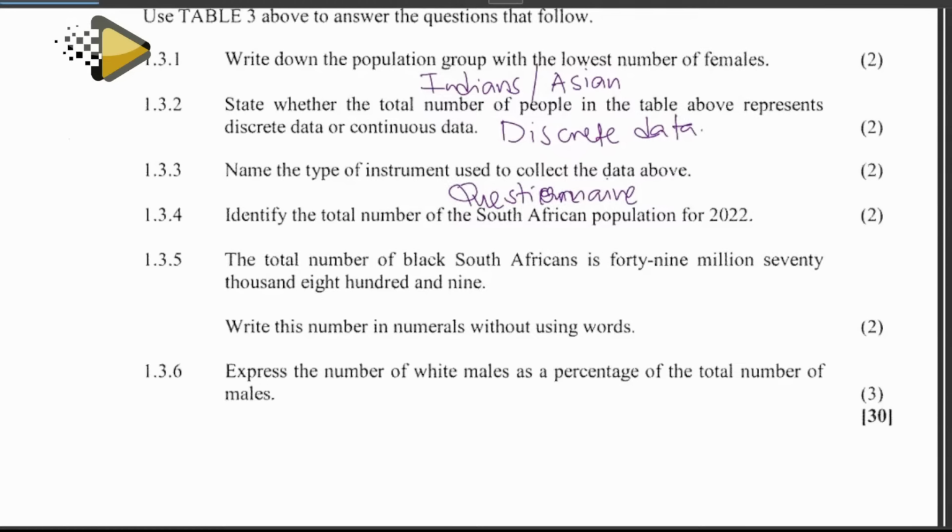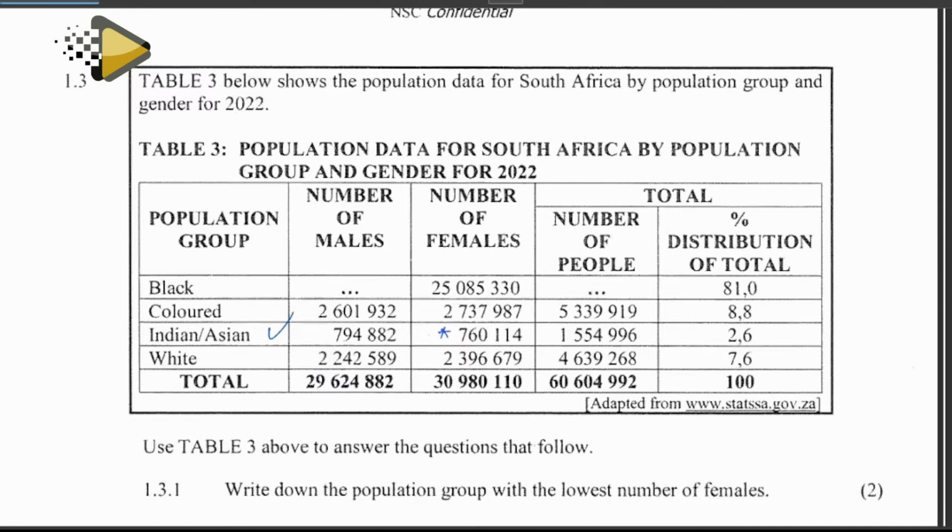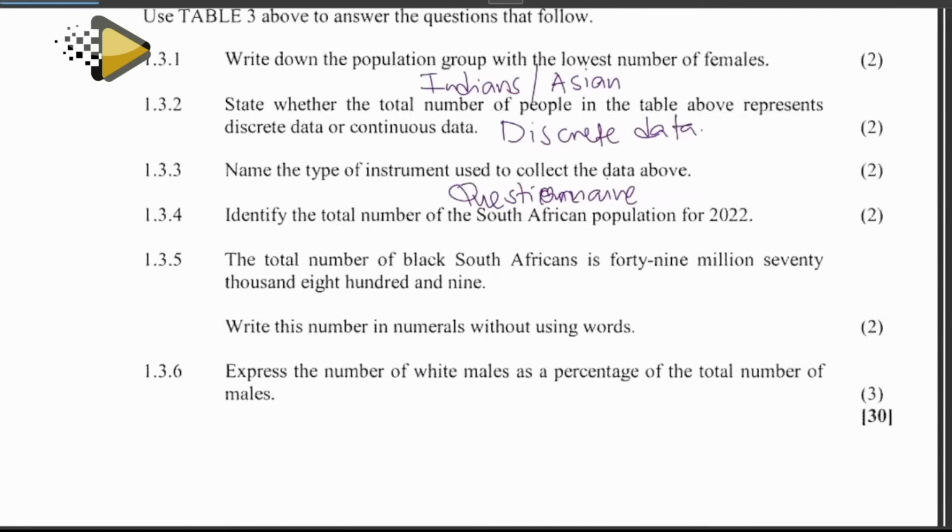Identify the number of the South African population for 2022. Definitely the number is this one here of the South African population. The total number, it's this one here. So we shall write it down and say 60,604,992.